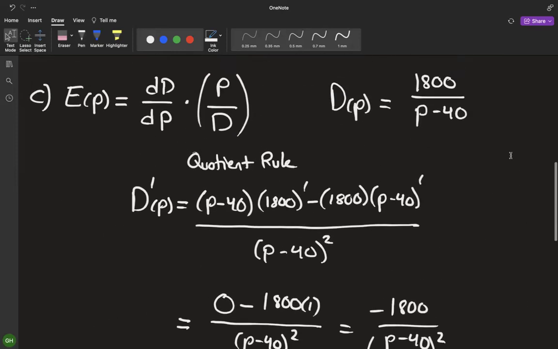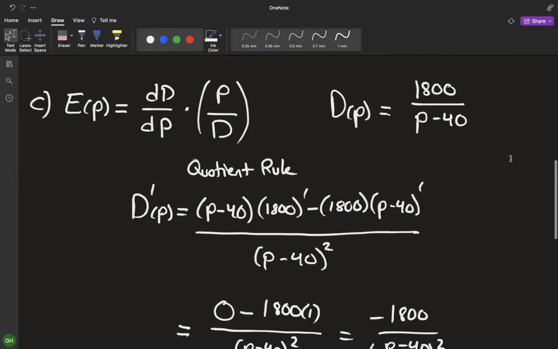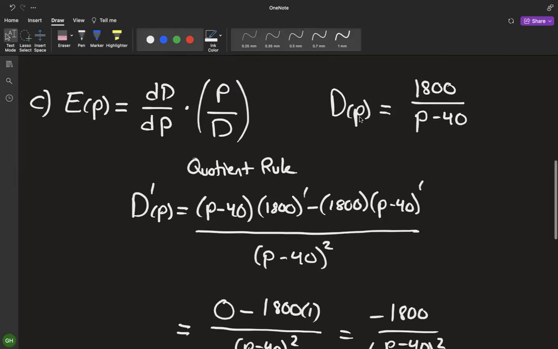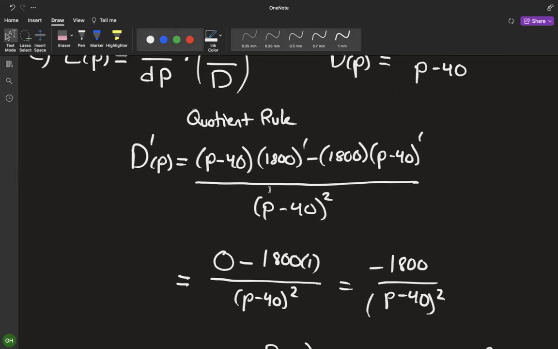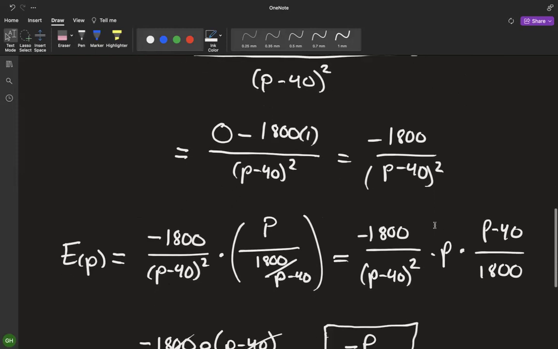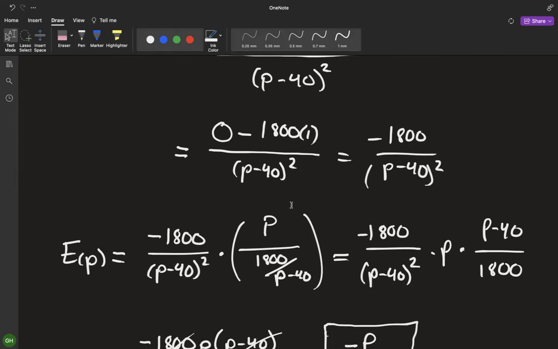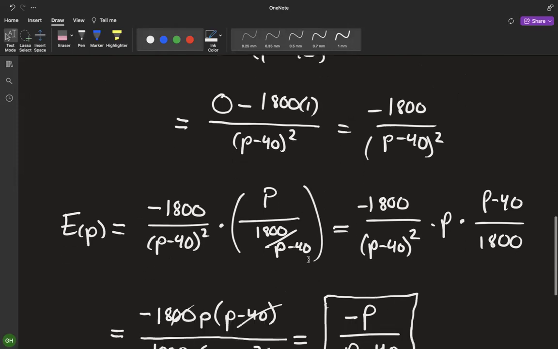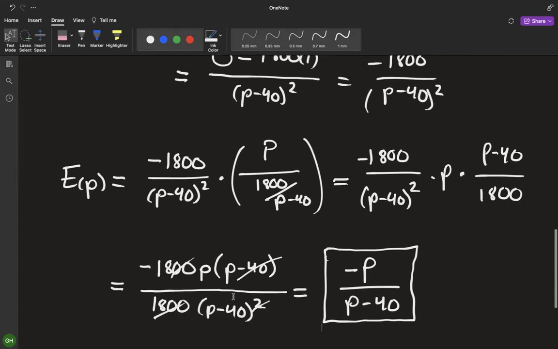So let's just go over this one more time. We have the elasticity function given by this formula. The formula requires us to find the derivative of the demand function. So we use quotient rule to find the derivative of the demand function, and we get this negative 1800 over P minus 40 squared. We plug that in for the derivative, and then we have P divided by, we plug in the demand function, and then we just simplify. We just cancel out what they have in common, and this is what we're left with, negative P over P minus 40.